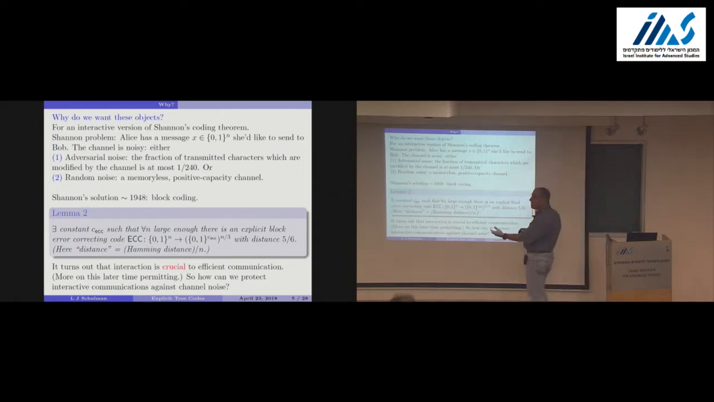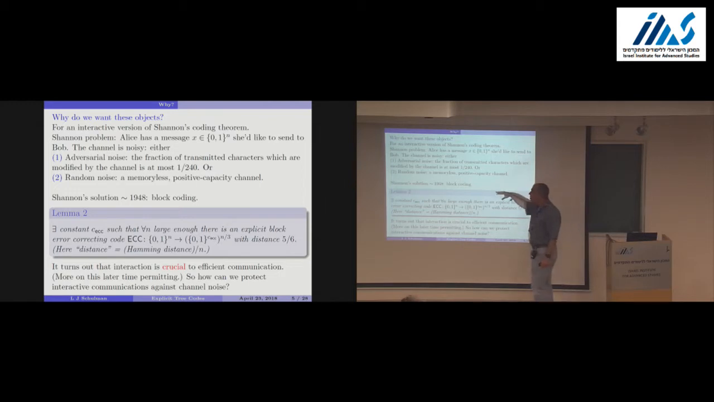She would like to send it to Bob, but there's noise on the channel. We have two standard models for noise. Either there's adversarial noise, so the adversary can come along and flip up to some fraction of the bits.